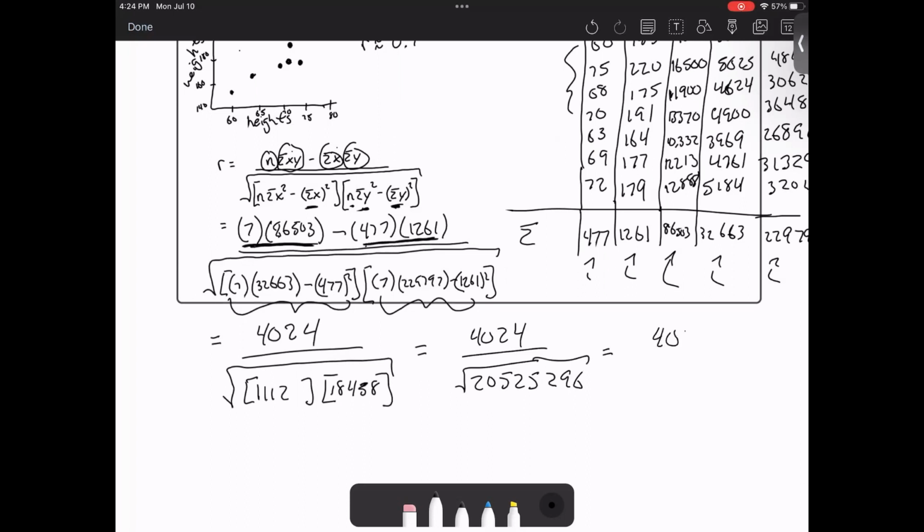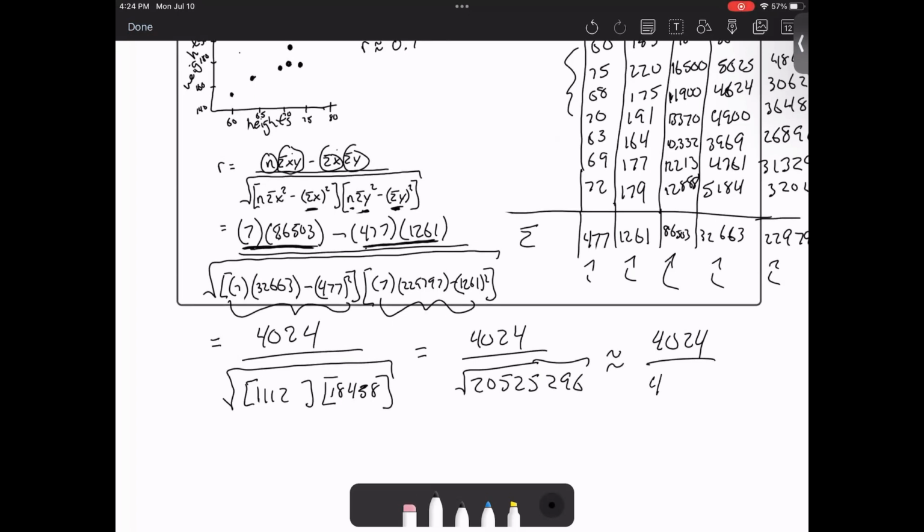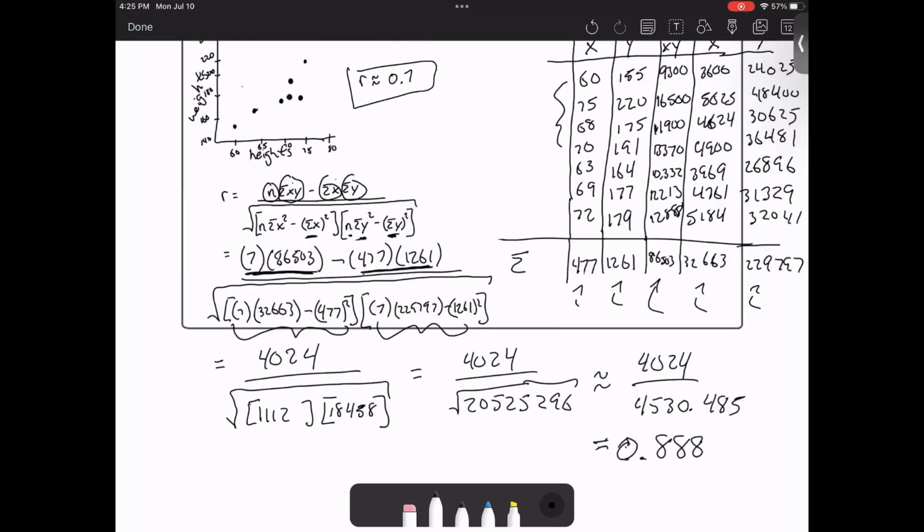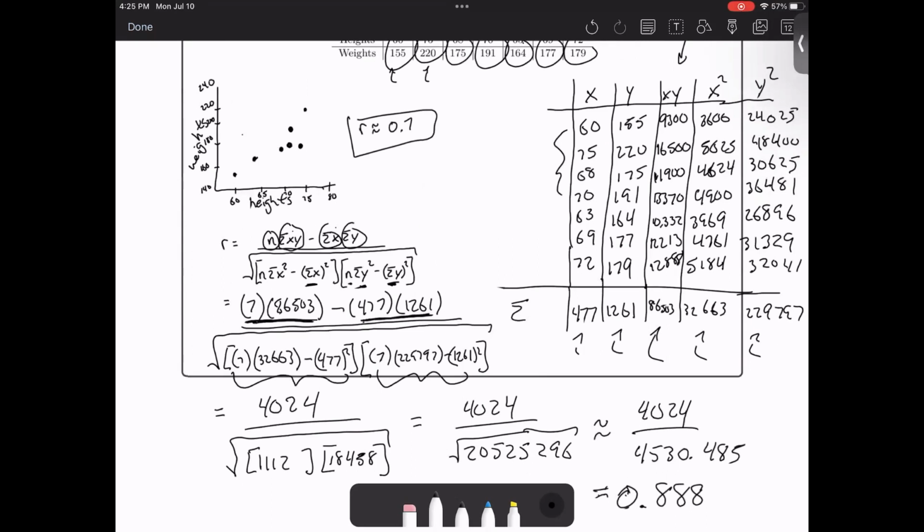When we take the square root, so this is where we're making an approximation for the first time, we get about 4,530.485, which is going to give us about 0.888. So we weren't far off with that guess of 0.7. The Pearson correlation coefficient is 0.888, positive because it's directly proportional, and pretty close to 1, so probably some significant correlation.